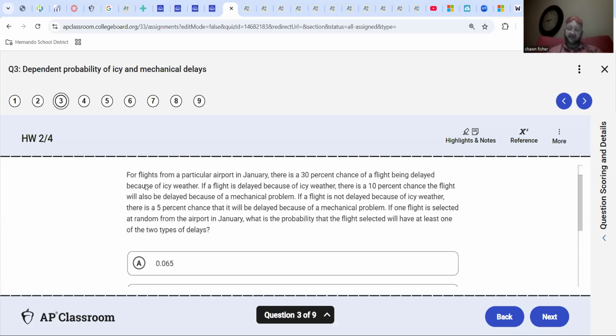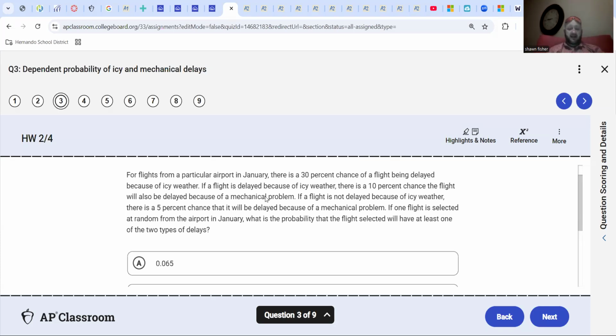That means 70% is not being delayed. So we're going to draw our branches like that. If a flight is delayed, which means I'm going on the 30% side, there's a 10% chance it's also going to be delayed because of a mechanical problem. So we got another branch, 30%, another branch, 10%, and another not branch of 90%.